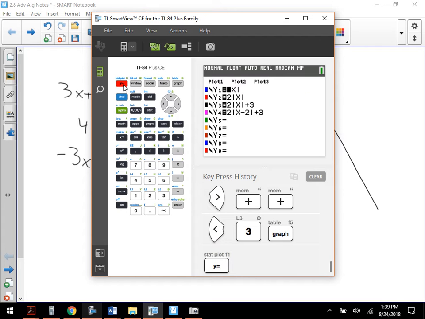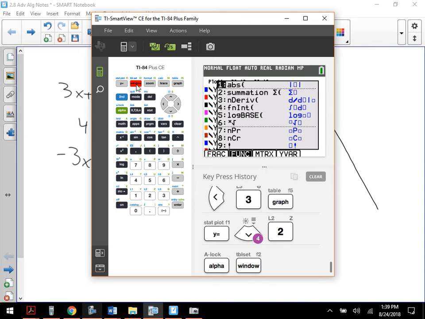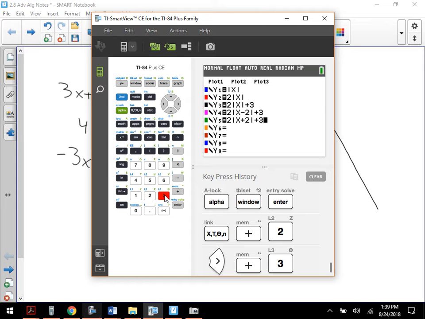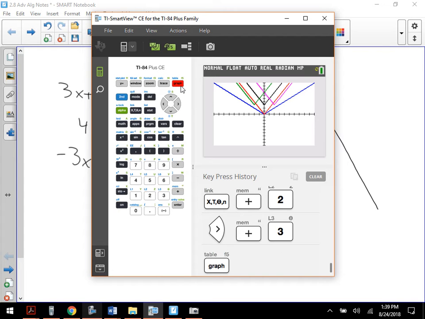Y equals 2, absolute value. Let's do x plus 2. Go on the outside, plus 3. Which way is it going to go now? Which is the other way? Help center your lines back out now. All right, so now what, you really want to mess with you?